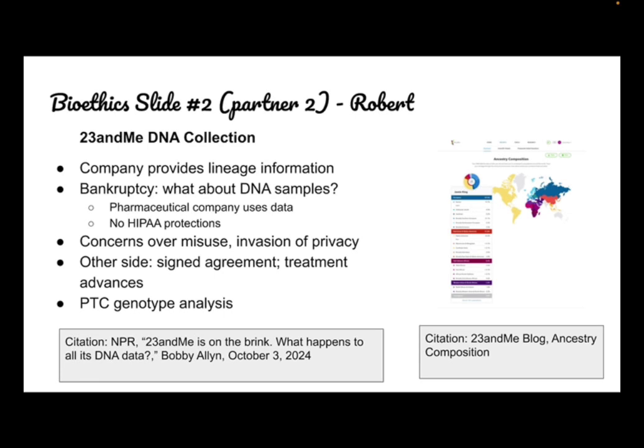Pharmaceutical companies, however, already had access to these data records, and unlike medical records, this genetic data is not protected under HIPAA, which raises concerns about misuse and privacy. On one hand, customers do sign user agreements, and the aggregated data has contributed to advances in treatment research, but the situation becomes more relevant when we consider specific genetic traits. Like in PTC genotype analysis, it can show personal data can inform health, but it can also be exploited. So this is something to think about.